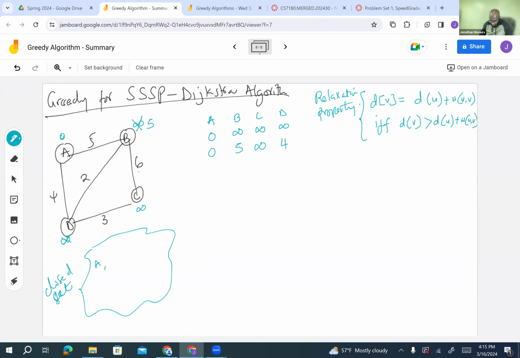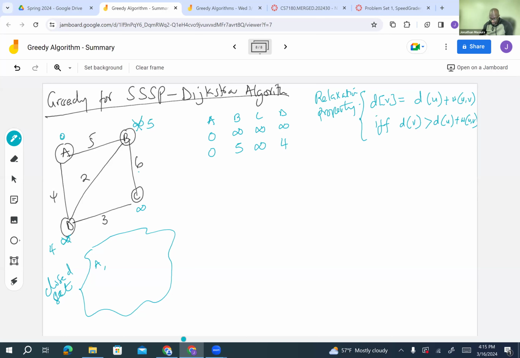Now, D has 4. And then we are going to check across all the edges which are incident to D. So we have DB, which is 2. 2 plus 4 is 6. 6 is bigger than 5. So we are not going to update B.